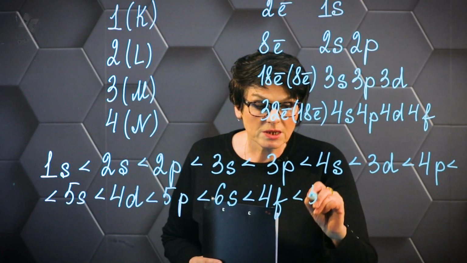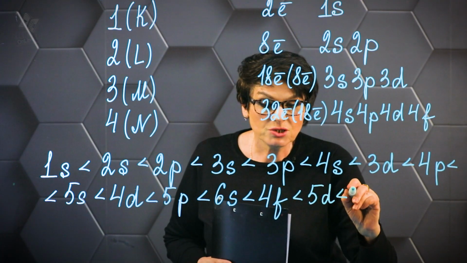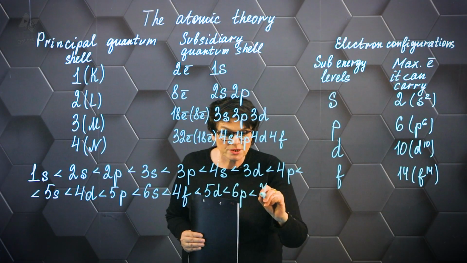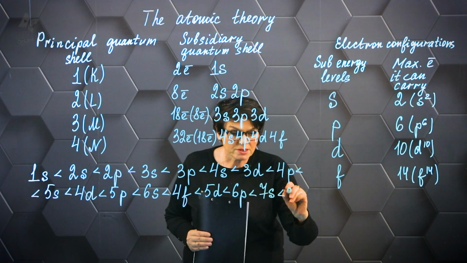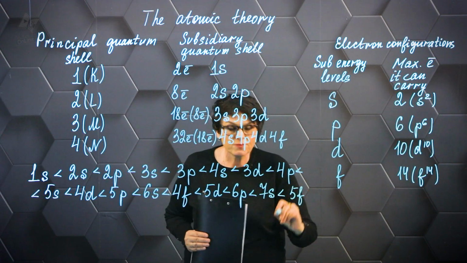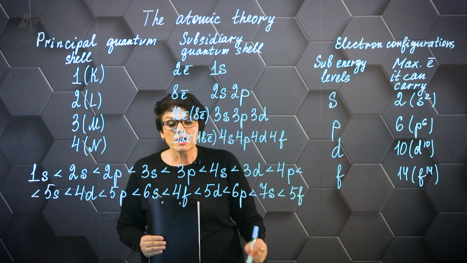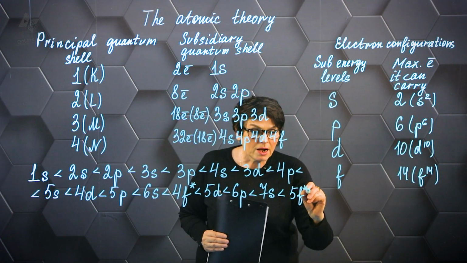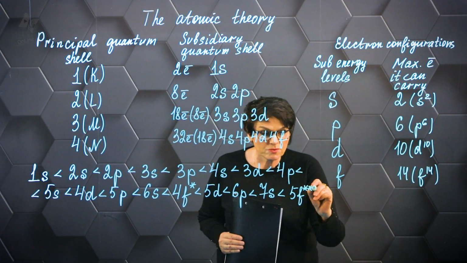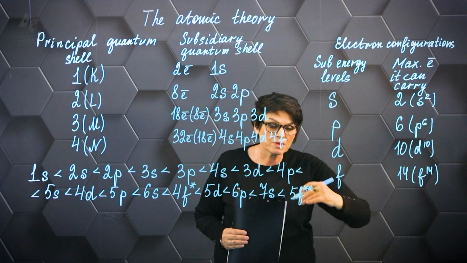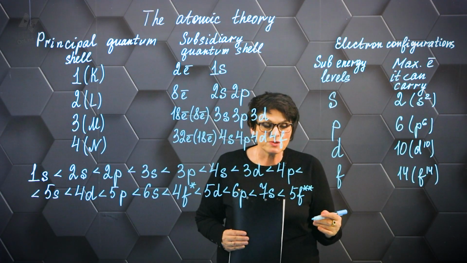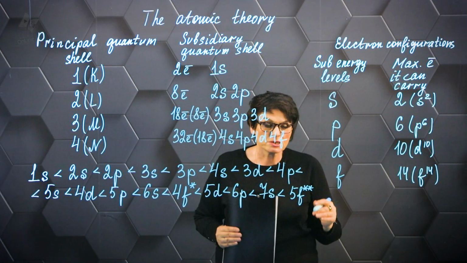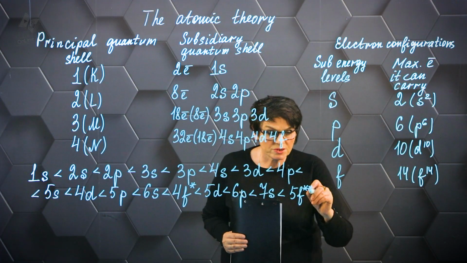Then comes the filling of 5d, followed by 6p, while in the 7th period comes 7s, again followed by 5f. These elements are called actinoids. Lanthanoids are usually designated with 1 asterisk and actinoids with 2 asterisks in the periodic table, but they are located, as a rule, under the 7th period in the half-long version of the table, and only in the long version are they placed in their places in the 6th and 7th periods.